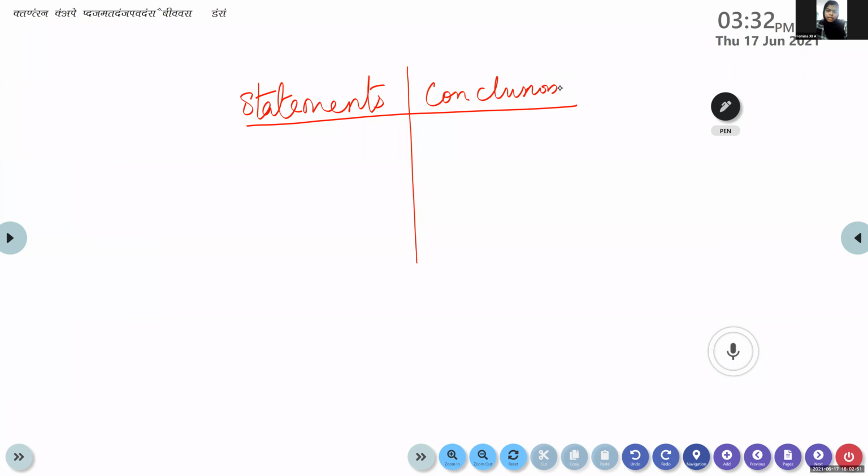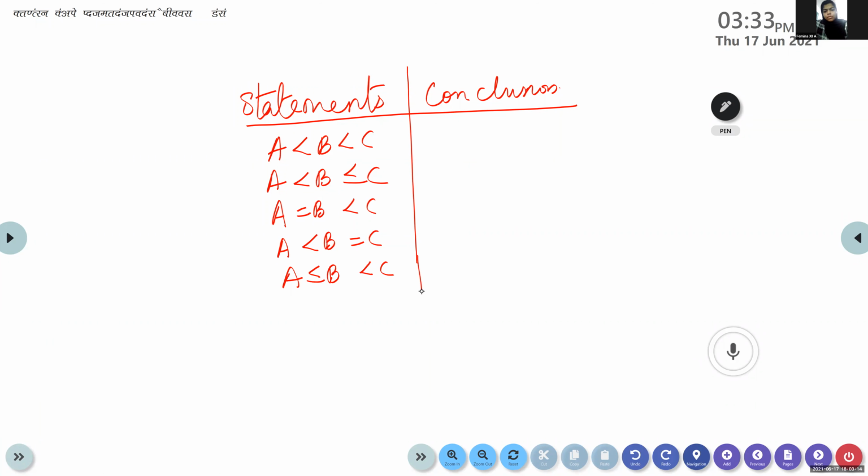Ma'am, A less than B less than C. A less than B less than or equal to C. A equal to B less than C. A less than B equal to C. A less than or equal to B less than C. Okay, so now look at here, A less than B less than C. Similarly, second one, A less than B less than or equal to C. A equal to B less than C. A less than B equal to C. A less than or equal to B less than C.